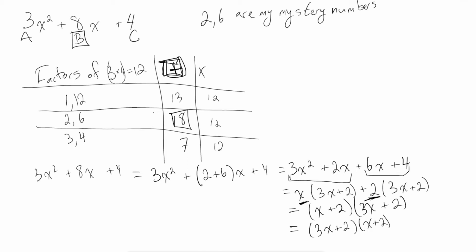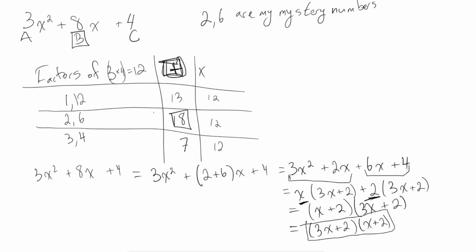Another way to think about this, if you remember, is that 3x plus 2 is my greatest common factor, so I can pull it out. And x times 3x plus 2 divided by 3x plus 2 is just x. And 2 times 3x plus 2 divided by 3x plus 2 is just 2. However you do it, this is going to be your final answer: 3x plus 2 times x plus 2. And that's it for the first one there.